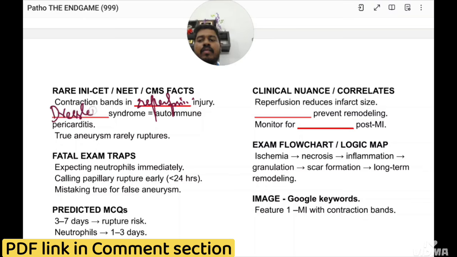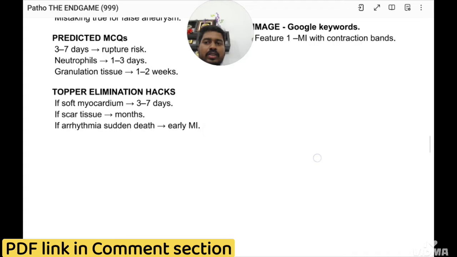Dressler syndrome. And what prevents remodeling? ACE inhibitors prevent remodeling. And monitor for heart failure during post-MI, because our pump is lost. That's why they can go into cardiogenic shock and all.